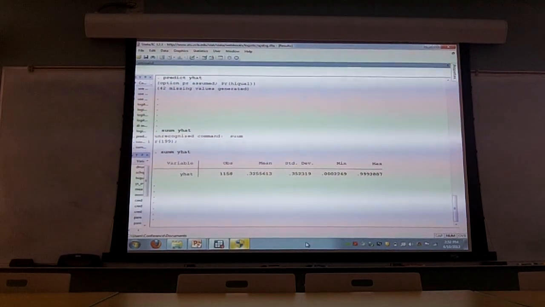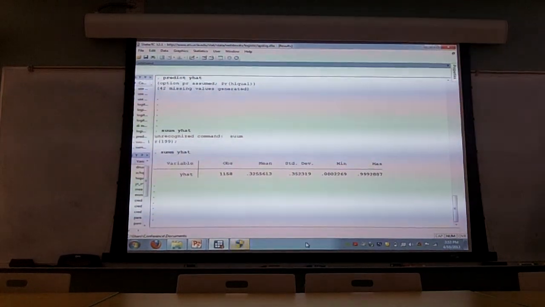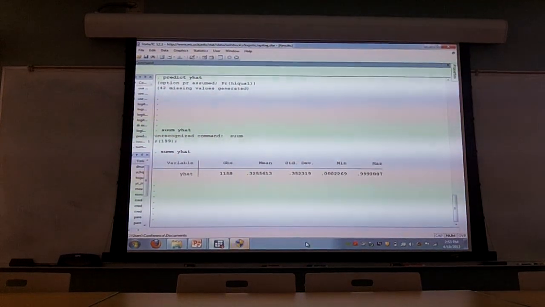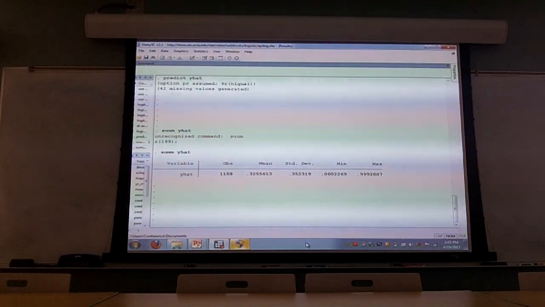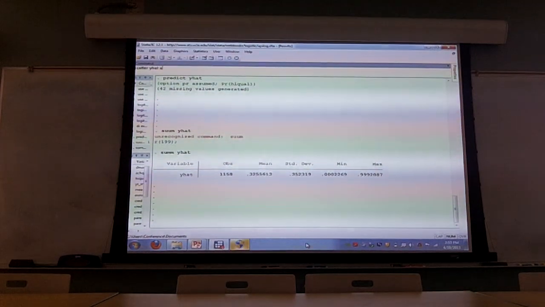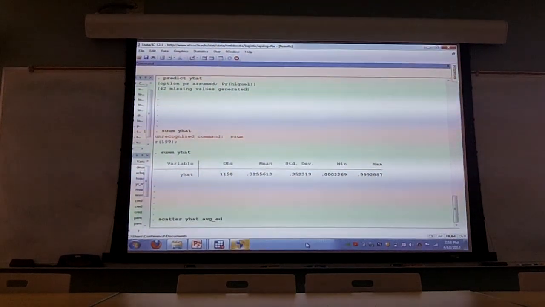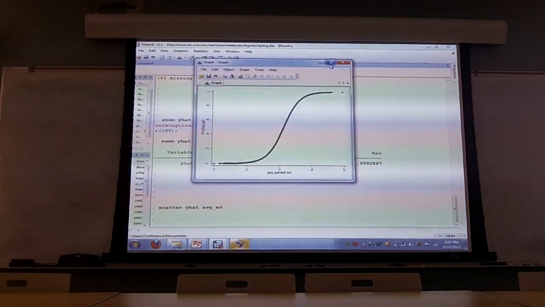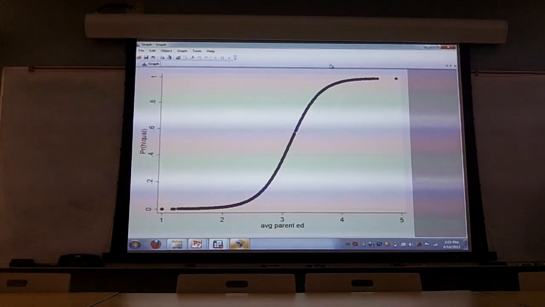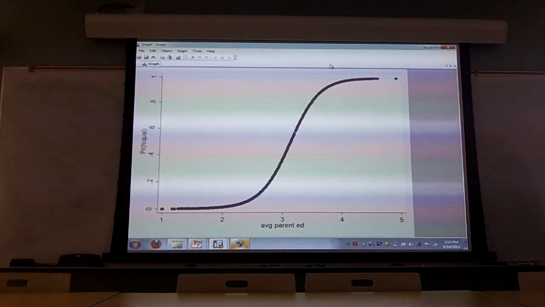So look at this. We get an average probability of 0.32. We'll do that. The other thing I want to do is fit a scatter plot here. So what do you think that is? This is the logistic function that we fit to the data.